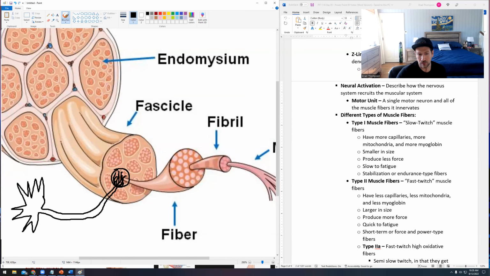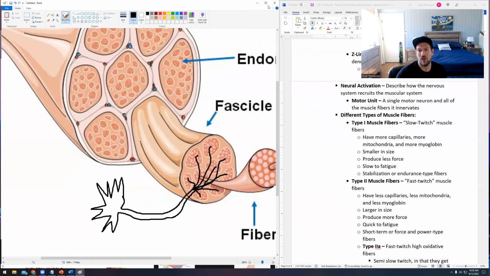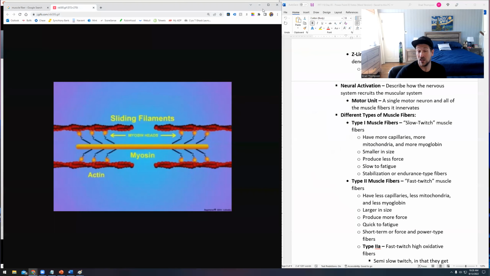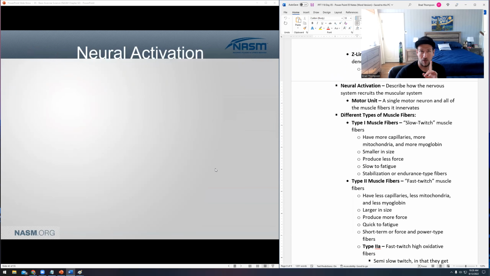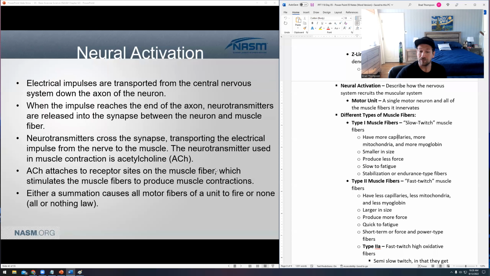So if it contracts with every single one of these little muscle fibers, it interacts with all of them. That's a motor unit. So it's got every one of those firing all at once. And if it does it in thousands of muscle fibers, you get a strong contraction. If it does it in only 100 muscle fibers, you get a weak contraction. And if you do it in 10 muscle fibers, you get a really small muscle contraction, like the movement of your eyeballs or something. So that's where the nervous system is interacting with our muscular system.